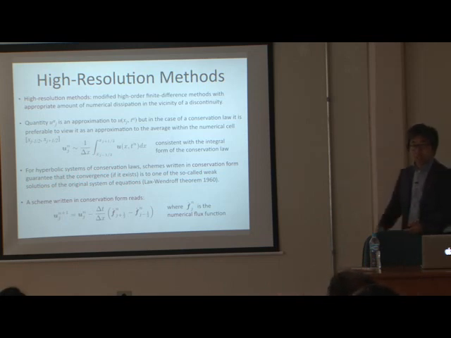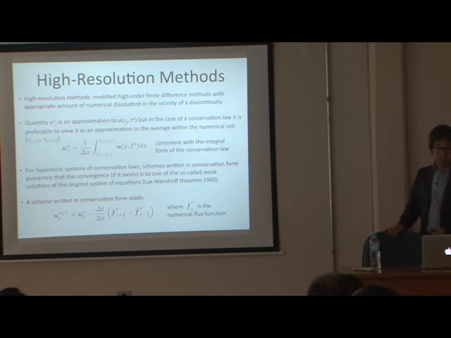We need some convergence to the conserved equation, so we are guaranteed to get information on how energy or momentum is conserved within the simulation. The scheme is written in conserved form: u_j^{n+1}, the updated time step, equals u_j^n minus delta t over delta x times the difference of f hat at j plus half and j minus half. Here f hat is a numerical flux function.